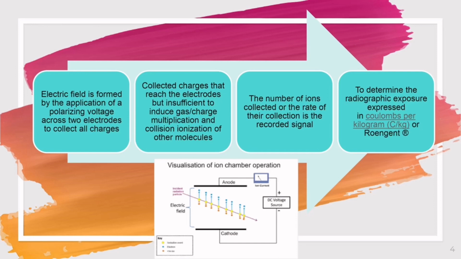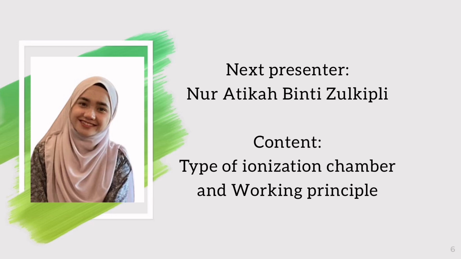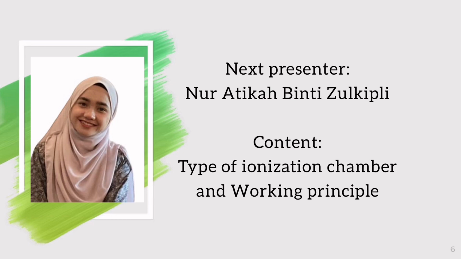This charge is read out by the electrometer and may be converted to absorbed dose and used to determine the radiographic exposure expressed in coulomb per kilogram or Röntgen. And the figure below is the visualization of the operation of a parallel ion chamber. Next, I will pass to Atika for the next content.